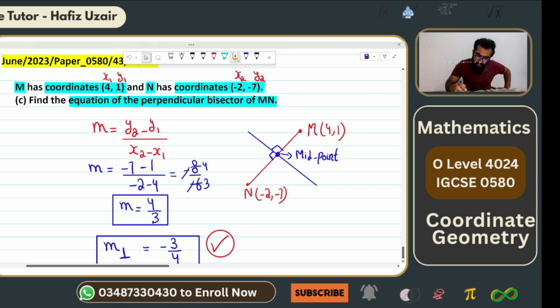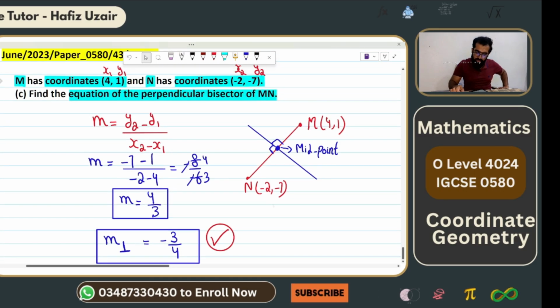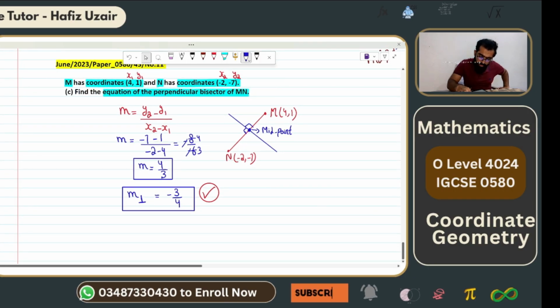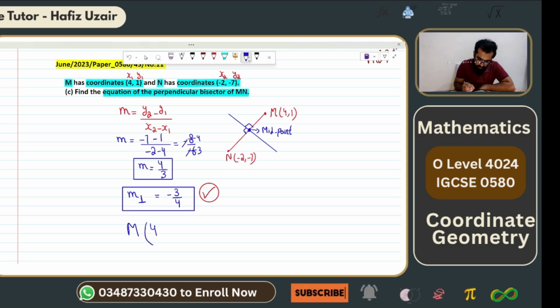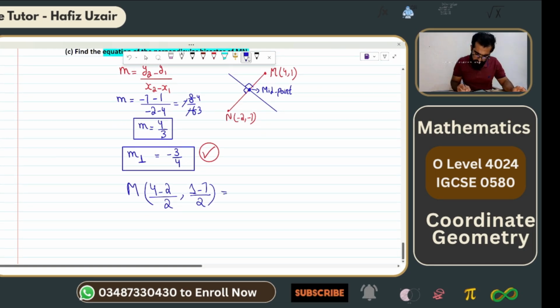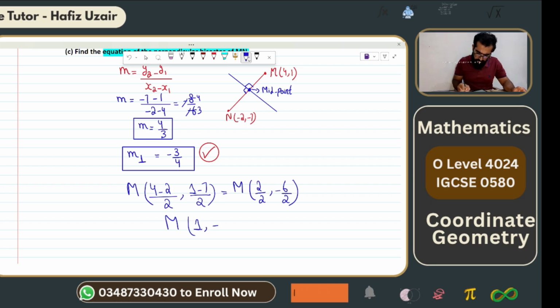And this perpendicular bisector passes through the midpoint. So we also need to find the midpoint of these two points, right? So let's find the midpoint. To find the midpoint, we need to add their x coordinates. So the midpoint will be equal to (4 minus 2) over 2 and (1 minus 7) upon 2. If we solve this, you will get 2 upon 2 and then -6 upon 2. So the midpoint will be 1, -3.